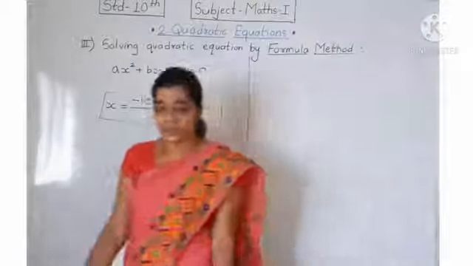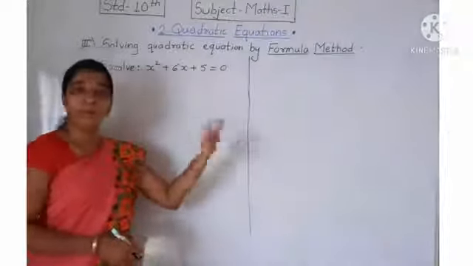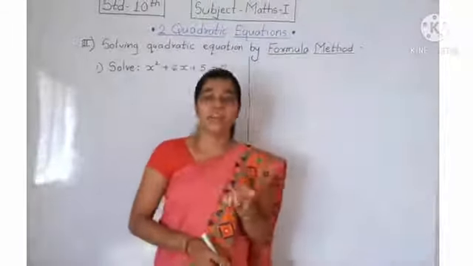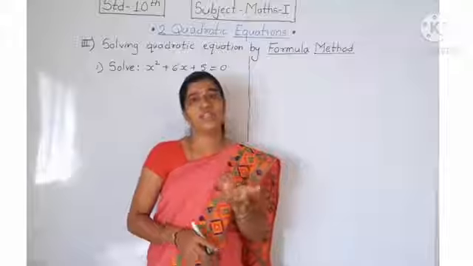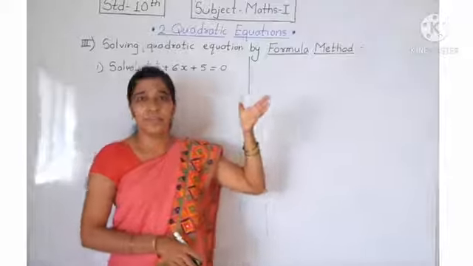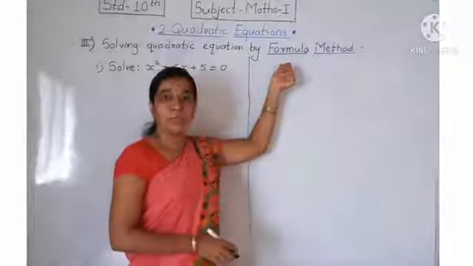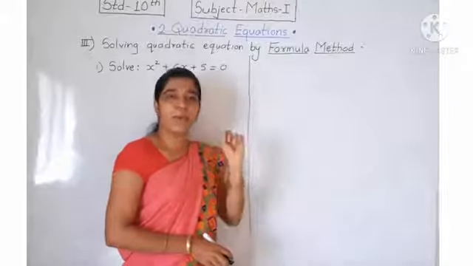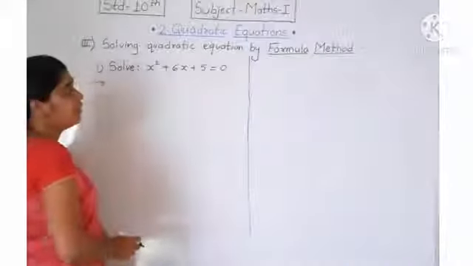We start with an example. First example: solve x square plus 6x plus 5 is equal to 0 by the formula method. If the method name is mentioned in the question paper, then you solve with that method. If it is not mentioned, then you can solve with any of the three methods. The easiest is the factorization method. If it is mentioned to use the formula method, you solve by the formula method. Otherwise, you are not given the marks. Now we solve this by the formula method.